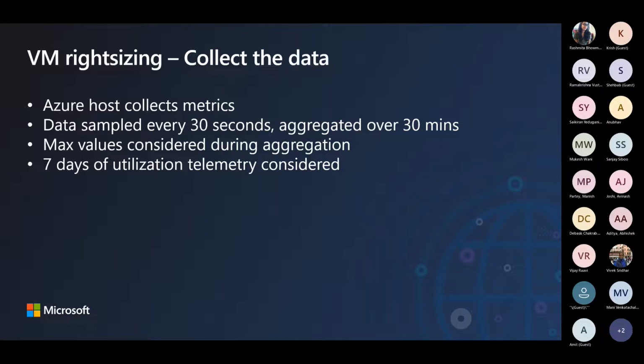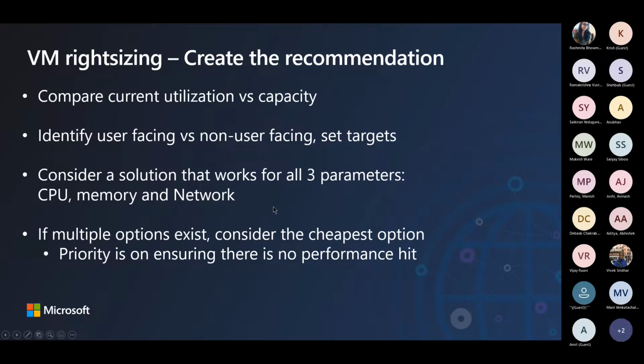And this data is sampled every 30 seconds and aggregated over 30 minutes using the maximum values for aggregation. And then we look at 7 days of utilization telemetry data to create this recommendation. So if you have a virtual machine which was provisioned a couple of hours back, then probably you will not get this recommendation because it would take its own time to have these metrics collected, the data sampled, and then the utilization telemetry history is considered, and then it will arrive into the recommendations, right? So what happens here is we actually compare the current utilization versus the capacity, or what the actual virtual machine is capable of, right? And then we identify the user-facing and the non-user-facing workloads and set the targets accordingly.